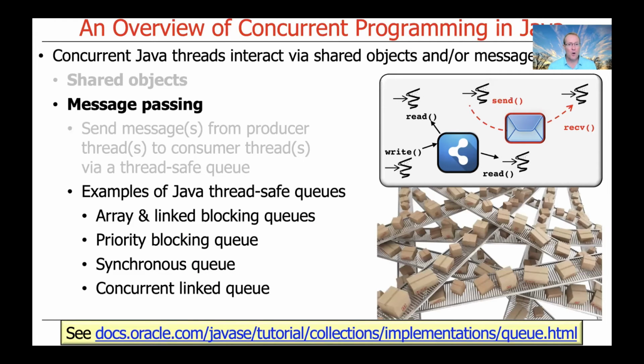As you'll see, there's a whole pile of mechanisms that are available in Java to support message passing, including array blocking queues and linked blocking queues, priority blocking queues, synchronous queues, concurrent linked queues. And once again, you'll get a chance to play around with a lot of these things as part of the course.